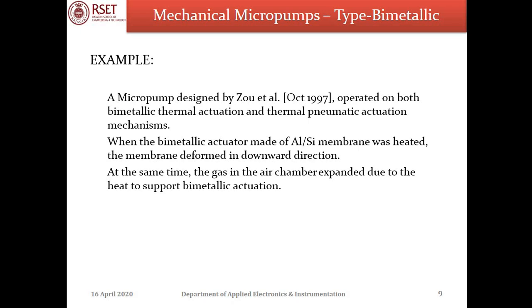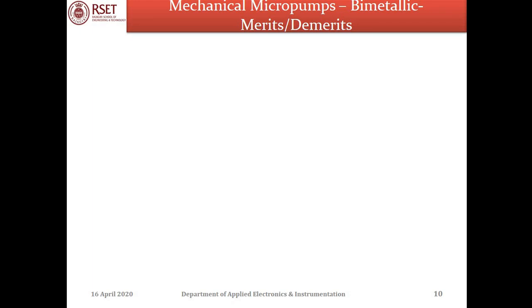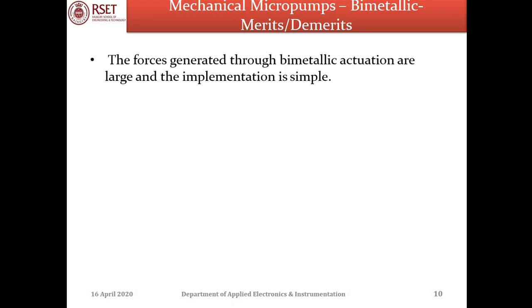At the same time, the gas in the air chamber expands due to the heat to support the bimetallic actuation, with the result that a flow rate of 336 microliter per minute can be achieved when the open pressure was about 0.5 kilopascals. Let us see what are the merits and demerits of a bimetallic micropump.